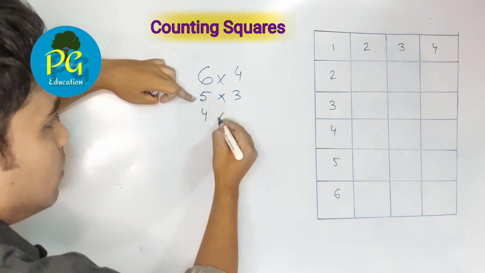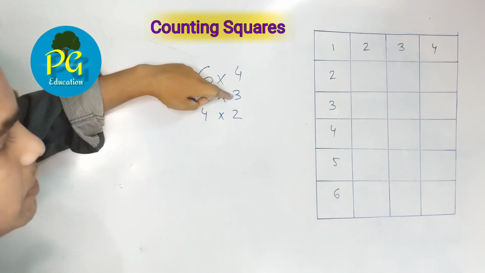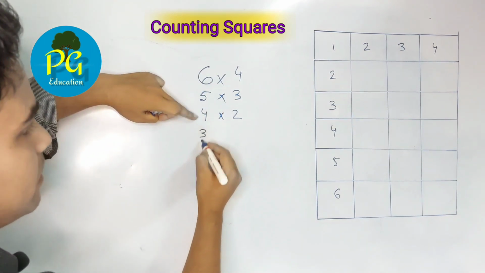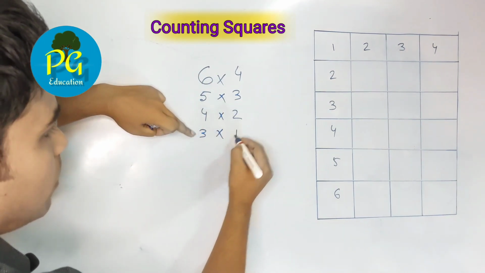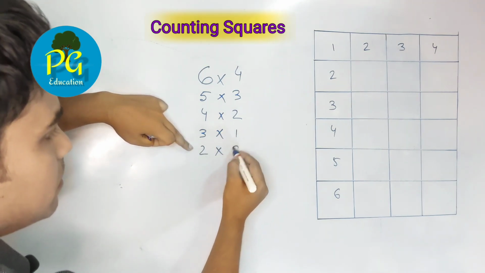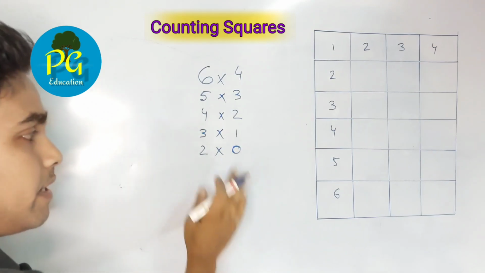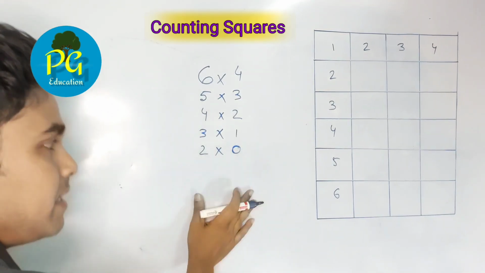So this is 4, then 2. 1 less than 5 is 4. 1 less than 3 is 2. Then 1 less than 4, 3. This is 1. 1 less than 3, 2, and 1 less than 1, this is 0. So here we got 0. Now here you have to stop writing the numbers.